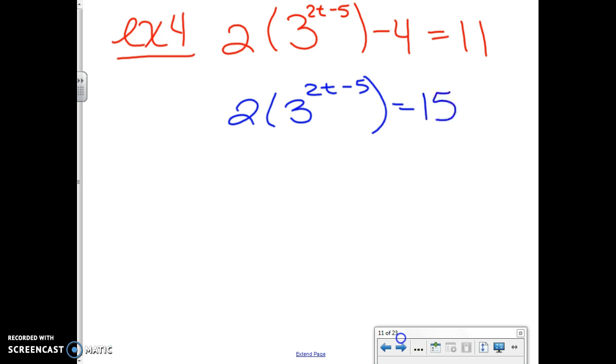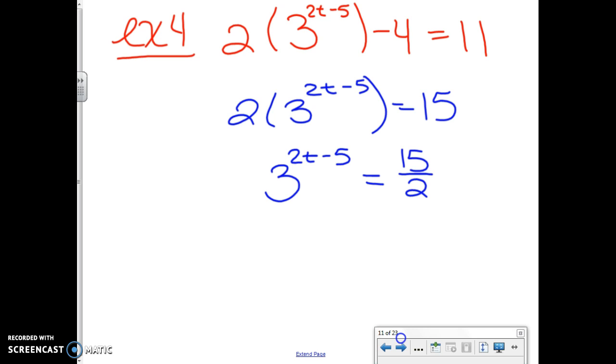Ooh, I don't like this very much. Then what do I have to do? Yeah, and there's where I didn't like it. Because now I have 3 to the 2t minus 5 has to equal 15 over 2. Well, 15 over 2 is 7.5 if I want to think of it that way. But I definitely have no idea what I would have for t. No clue whatsoever.